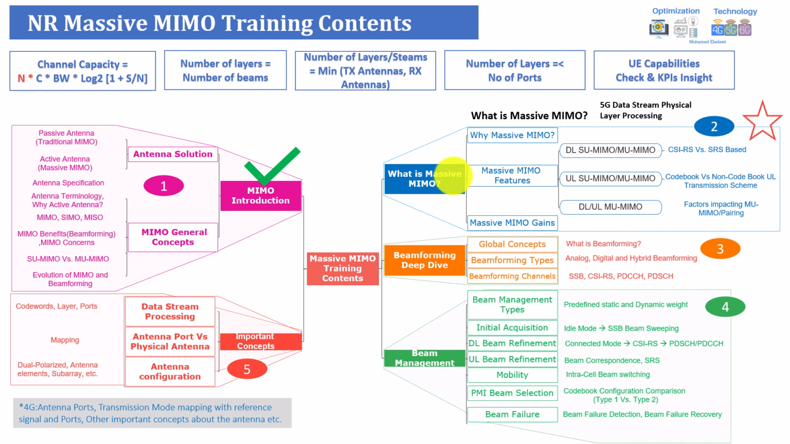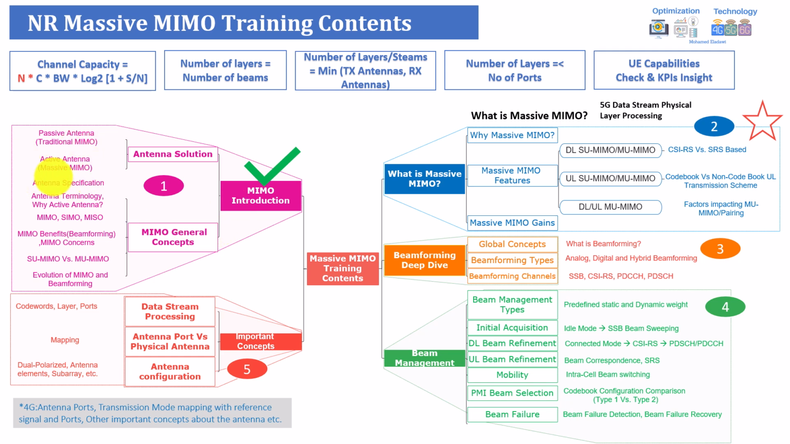In the previous session, we covered very important concepts about the antenna solution in general, and we also recapped some of the knowledge about MIMO, which is traditional MIMO. All these points are very important because if you really understand them, you will understand what is meant by massive MIMO, why we need massive MIMO, and so on.